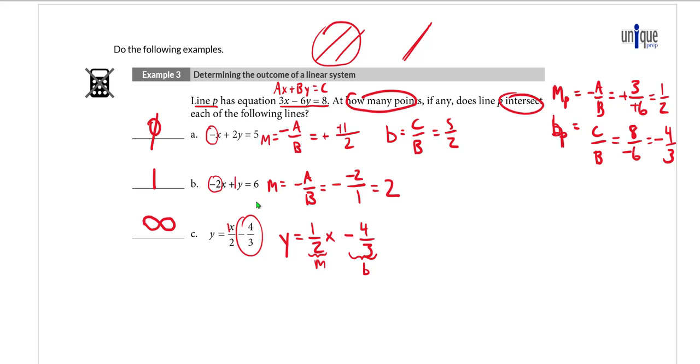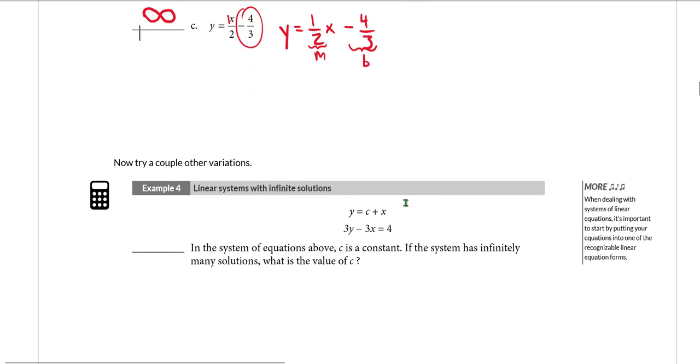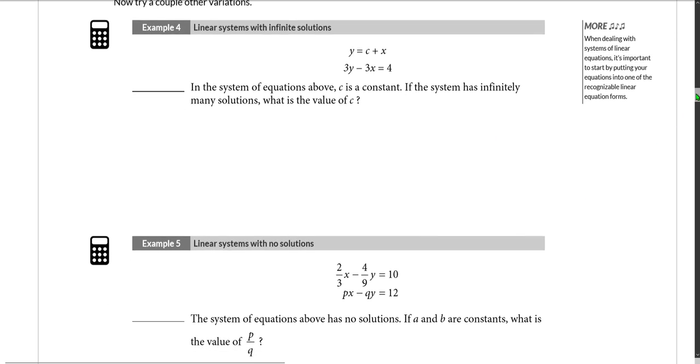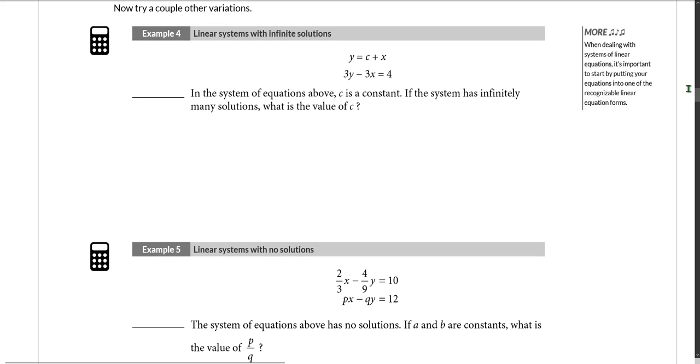So again, that is how we can use slopes and y-intercepts to determine which of the 3 possible outcomes to a linear system we are dealing with. Here are a couple of other variations that will probably look a little bit more like the kinds of questions that you will get asked on the test.